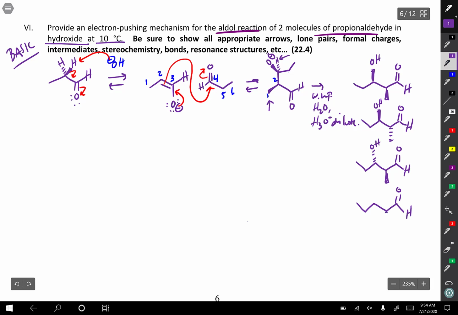And you can go through and determine your R and S if you'd like. On an exam, you would need to, I prefer you draw all 4, unless I specify otherwise. So here, this is our product. I didn't show the workup step here. Let me show that real quick.